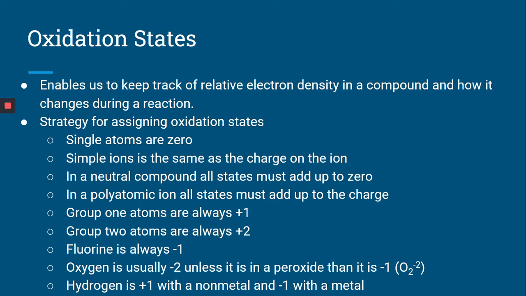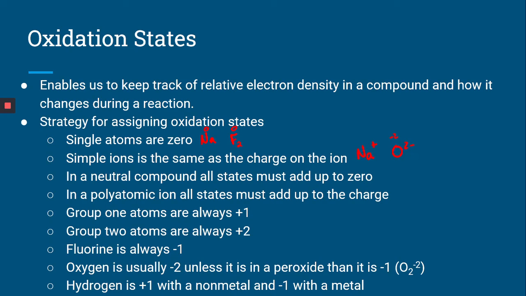So first off, all single atoms are 0. If we just have sodium reacting, that would have an oxidation number of 0. If it was fluorine, which is a diatomic, it still has that oxidation number of 0. Simple ions have the same oxidation number as the charge on that ion. So if we have an ion of sodium, which has the +1 charge, then the oxidation number is +1. If we have oxygen, which is 2-, then the oxidation state would be -2.